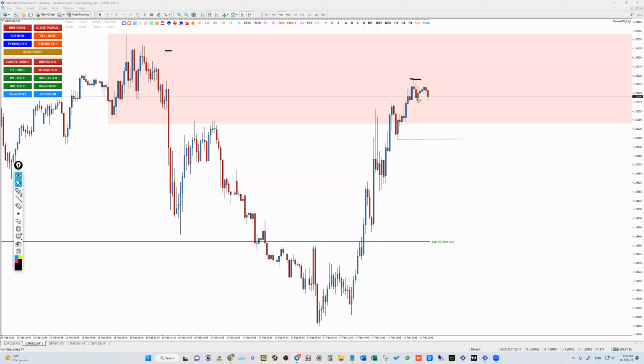I will make this become blue. Look, you see that? This is the last high, okay? And then it created another high, but it didn't break the last high. And then one bullish candle is broken by the red candle. This is the first break.